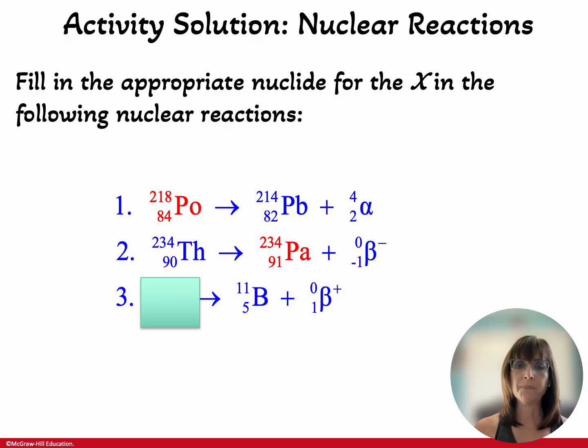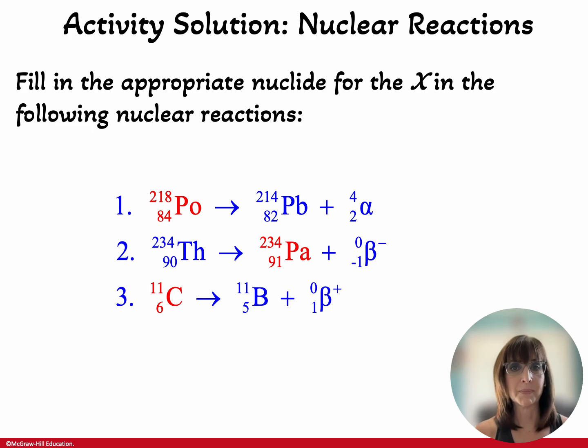Okay, the last one, you want to have a total of 11 for the mass because 11 plus 0 is 11. 5 plus 1 is 6. So you're going to have 11 over 6. And by now you should all know that 6 is carbon. And hopefully those were pretty easy for you.